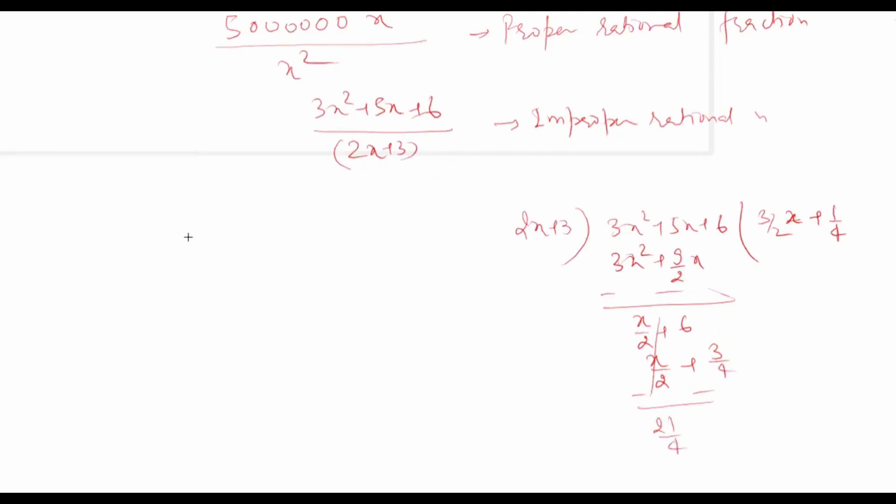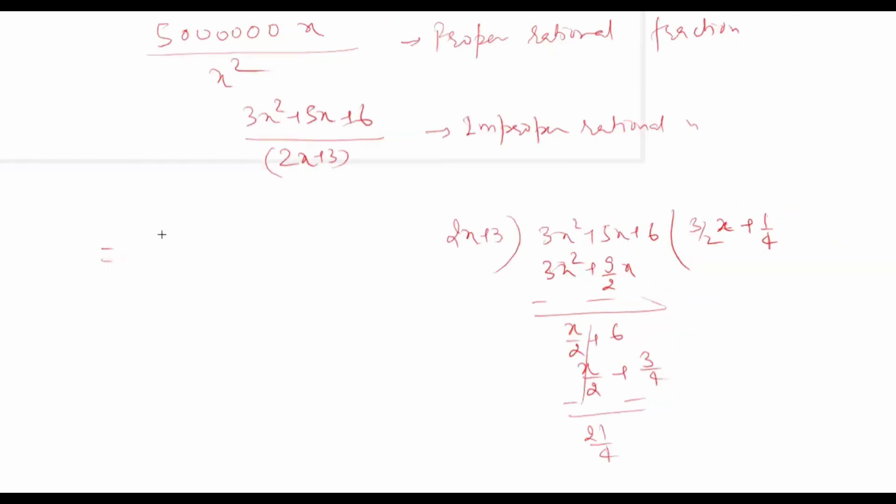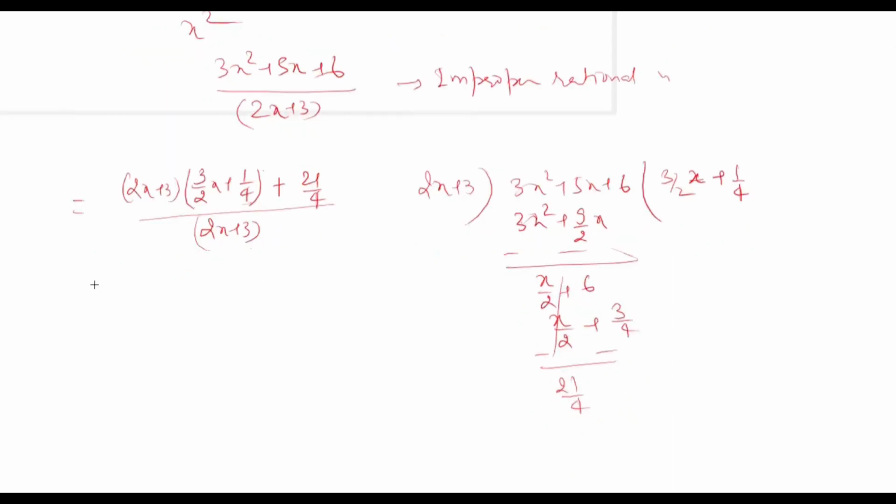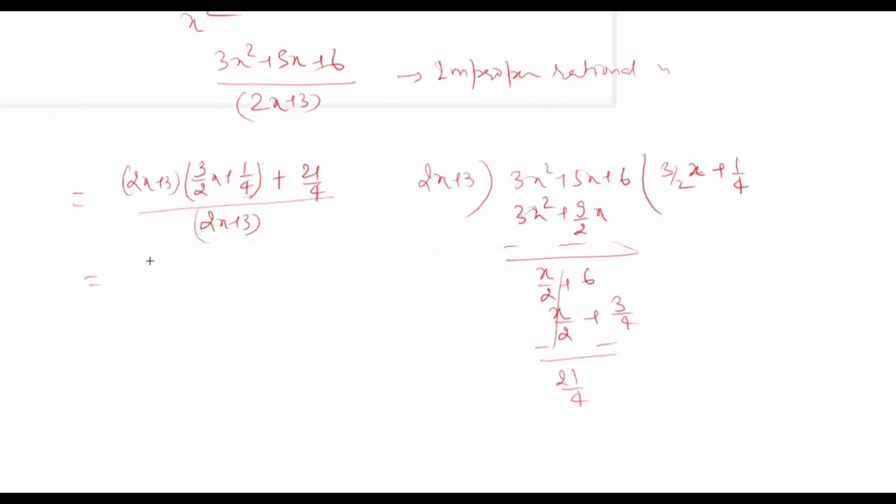Now I can write this expression as 2x plus 3 into 3 by 2x plus 1 by 4 plus, I can divide it from this side, so this will be separate. So this will become 3 by 2 x plus 1 by 4, and then plus this will become 21 by 4 into 2x plus 3.